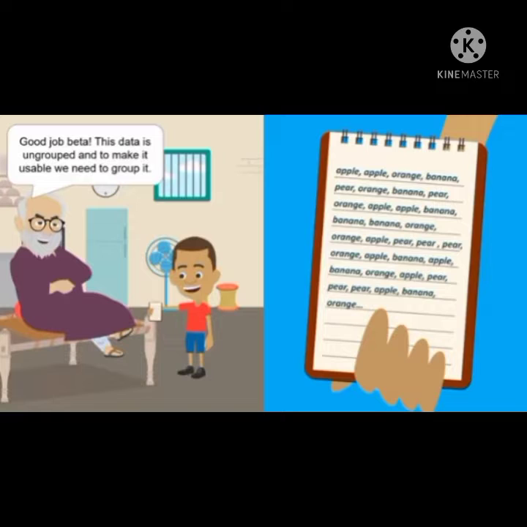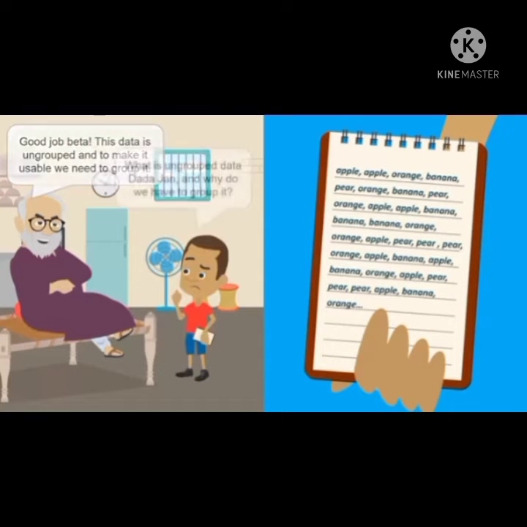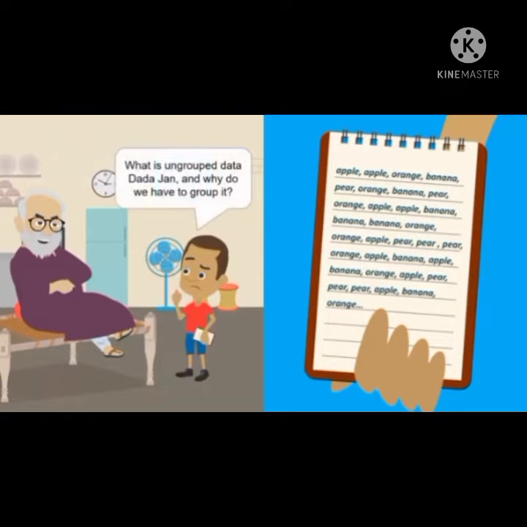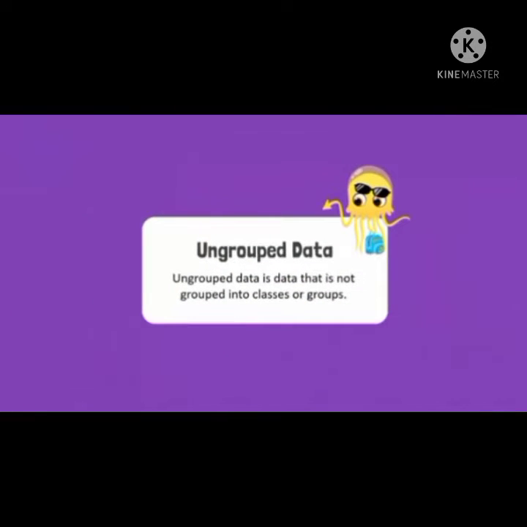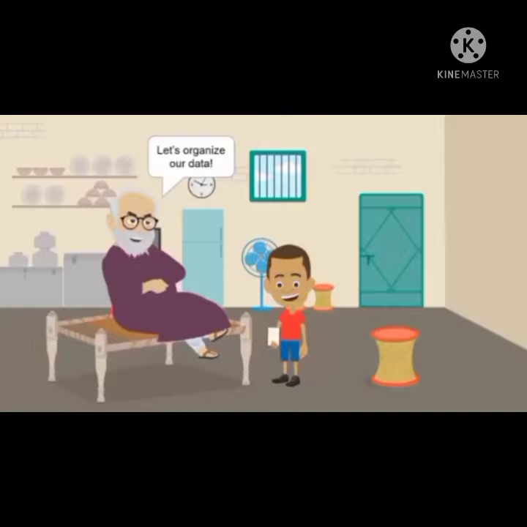Good job, Asif. This data is ungrouped, and to make it usable, we need to group it. What is ungrouped data, Dadajan? And why do we have to group it? Ungrouped data is data that is not grouped into classes or groups. It is difficult to make sense of data or to make it useful if it is ungrouped. To make your gathered data useful, we have to organize it into groups or classes. Let's see how.